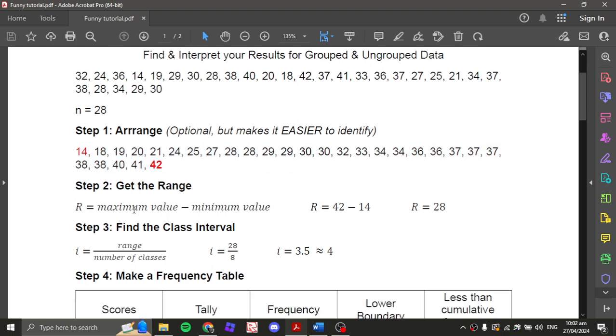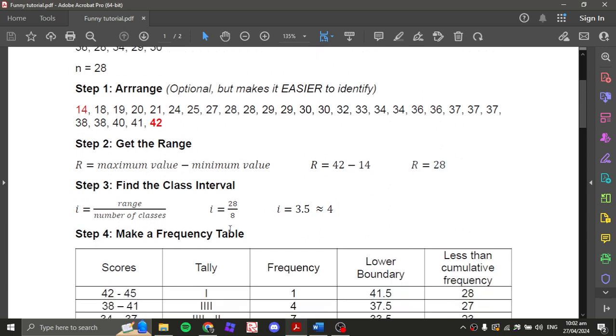Now to get the range, we have to subtract the minimum value from the maximum value. So the maximum value is 42. The minimum value is 14. We substitute those values, we get 28. Now that's our range. Next, we find the class interval using the range over the number of classes.